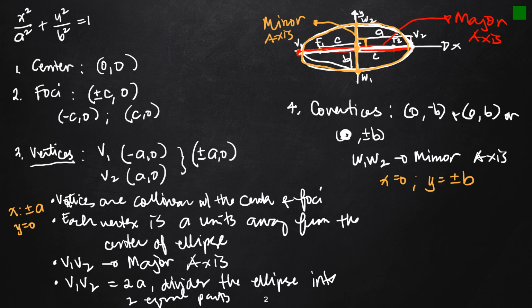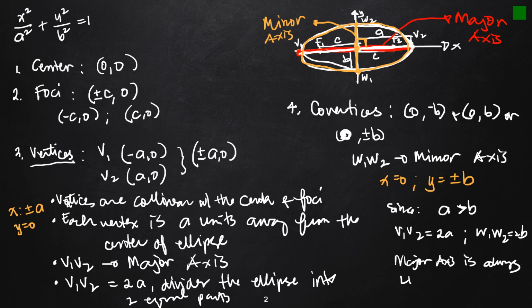And since we know that a is greater than b, let me emphasize it here, since we let a be greater than b, and since V sub 1 to V sub 2 is equal to 2a and W sub 1 to W sub 2 is equal to 2b, therefore the major axis, you have to remember this, the major axis is always longer than the minor axis. And these are the features of our ellipse.